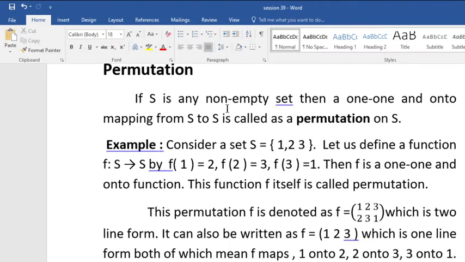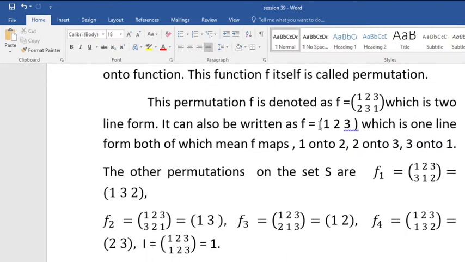If S is any non-empty set, then a 1-1 and onto mapping from S to S is called a permutation on S. Example, consider a set S containing the elements 1, 2 and 3. Let us define a function f from S to S by f(1) = 2, f(2) = 3 and f(3) = 1. So clearly we can say that the function f from S to S is 1-1 and onto. So this function itself we are going to call a permutation.